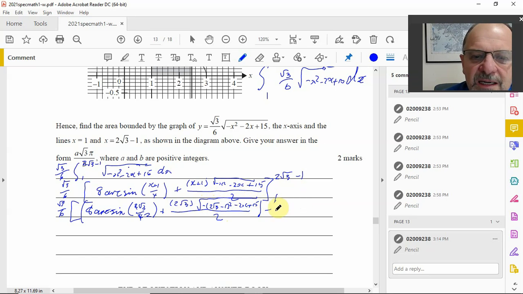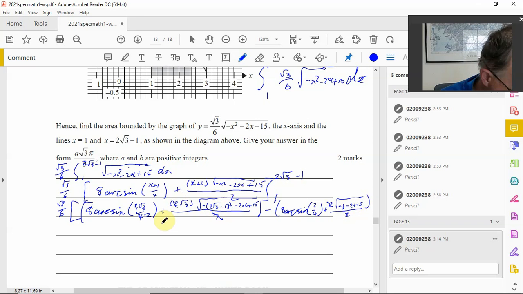And from that we're going to subtract 8 arc sine of, 1 plus 1 is 2, over 4, plus 2 (1 plus 1 is 2) times the square root of minus 1 squared minus 2 plus 15, all on 2, and the 2's cancel. These 2's also cancel.